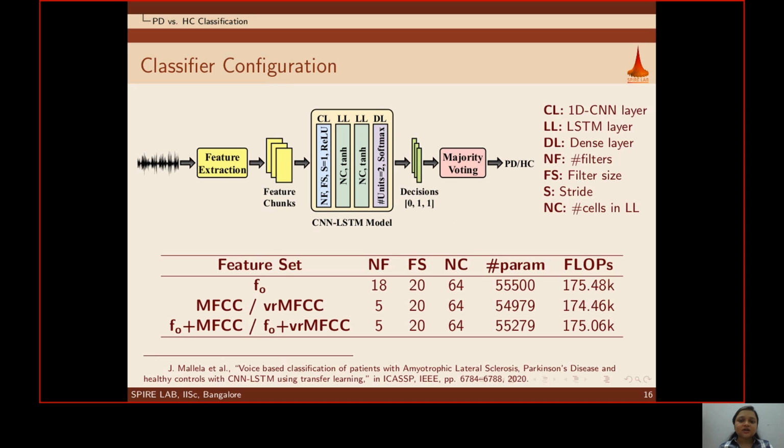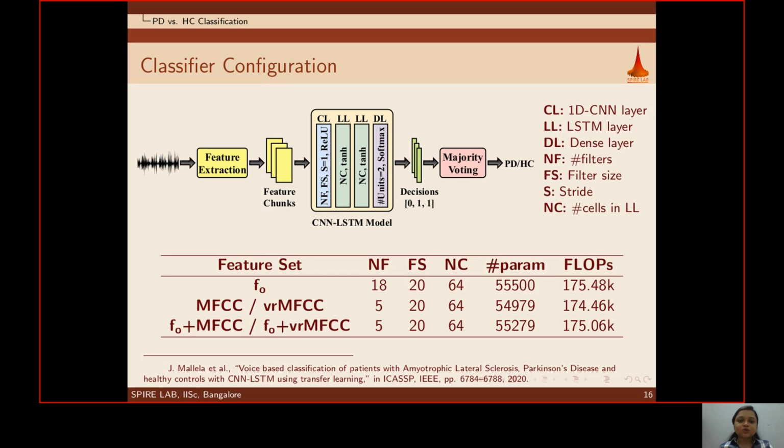First, the features are chunked into 2-second segments with 1 second overlap and are fed to the CNN LSTM network. The initial 1D CNN layer of the network extracts local and time invariant patterns from these feature chunks. Then the temporal dynamics of the feature sequence is captured by the LSTM layers. The final dense layer with softmax activation provides a class decision for each chunk. During inferencing, majority voting is performed over all chunks of the test speech to obtain the final class label.